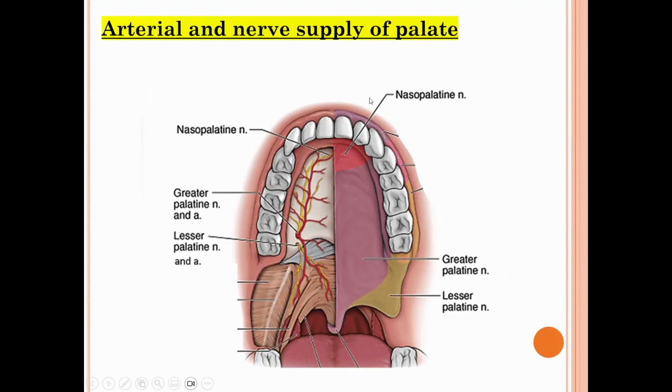What is the arterial and nerve supply? So there is the nasopalatine nerve, there is the greater palatine artery and nerve, there is the lesser palatine nerve and artery. As you already know, the greater palatine artery is a branch from the third part of the maxillary artery. All these nerves that you are seeing are coming from the pterygopalatine ganglion, and actually they are branches of the maxillary nerve.